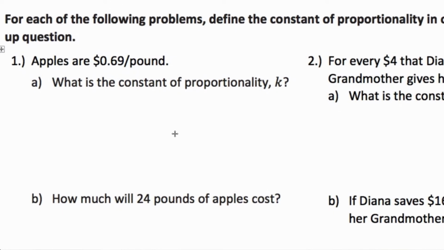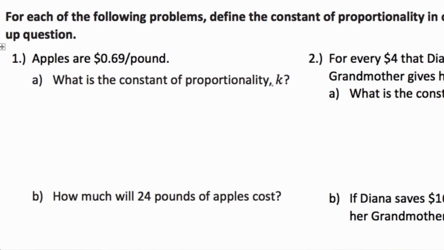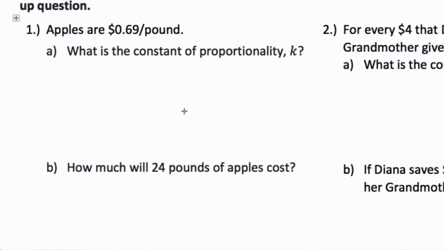All right, and this is getting into the second page of homework. So this is homework 10. So these are problems you might be doing on Wednesday or Thursday. Each one of these is going to give you a ratio and then ask you a follow-up question about them. So here it is, 69 cents per pound. They've given us the unit rate, 69 cents and 1 pound. What's the constant of proportionality? Hopefully you can just recognize that whenever you see a number on top of 1, that's it.